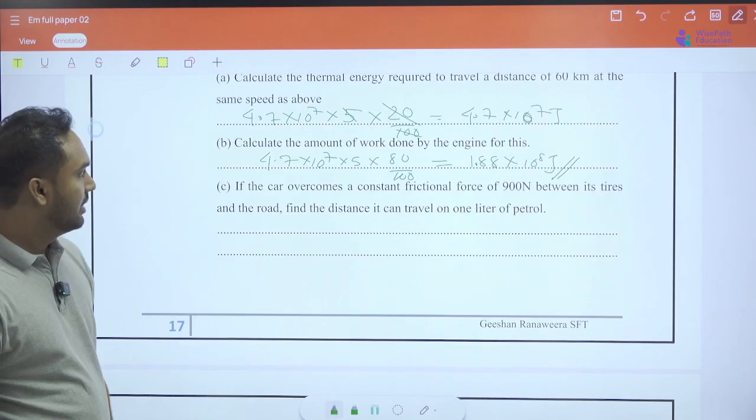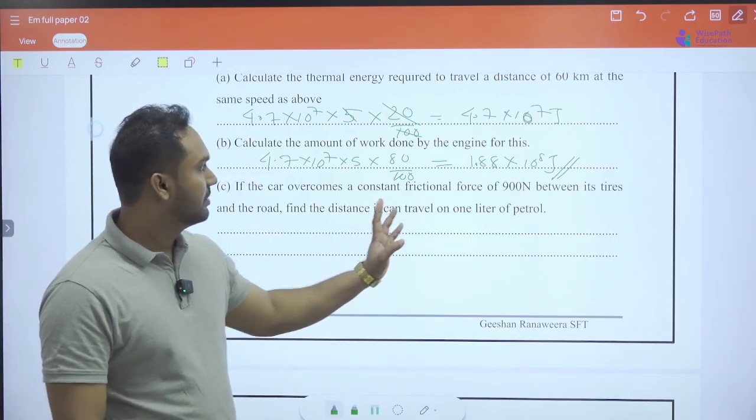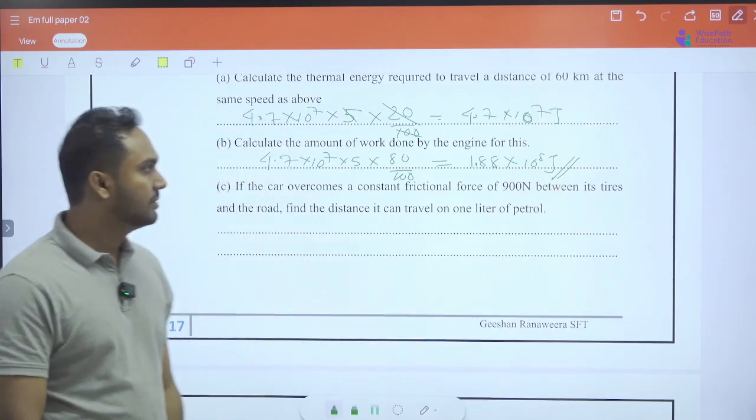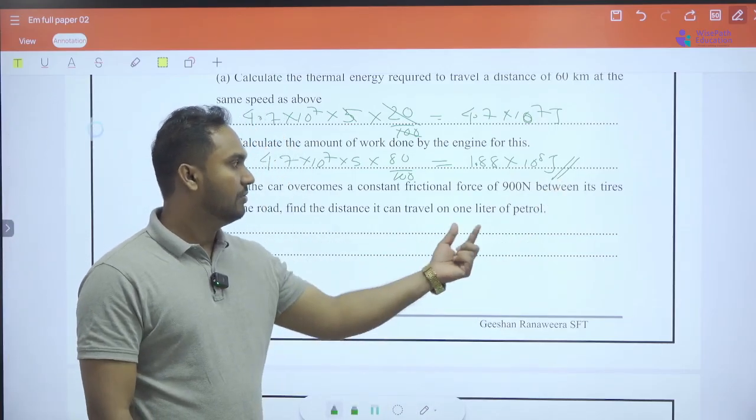The car overcomes a constant frictional force of 900 newtons between its tires and the road. Find the distance it can travel on 1 liter of petrol.